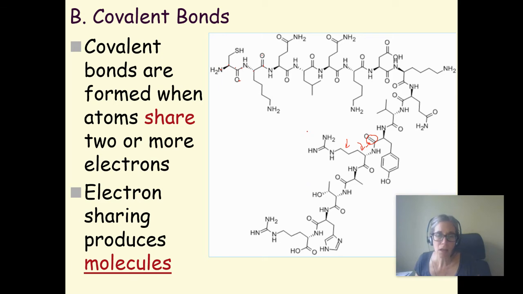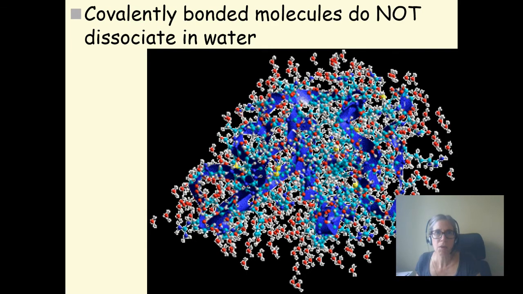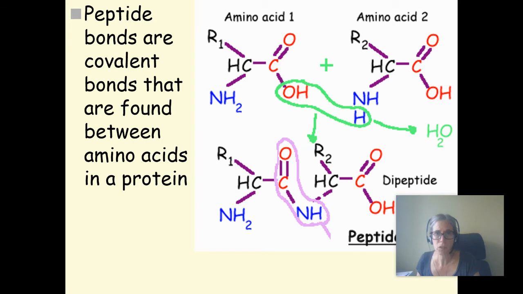There might be ionic bonds in here somewhere, like maybe this one might form a positive charge and be attracted to, maybe there's a negative one somewhere. So ionic bonds can be important in shaping a protein, but most of the protein is made out of covalent bonding between atoms, and that's true for all of your molecules. Covalently bonded molecules do not dissociate in water. So this is showing you all those red and white little dots. That's a bunch of water that's surrounding these.